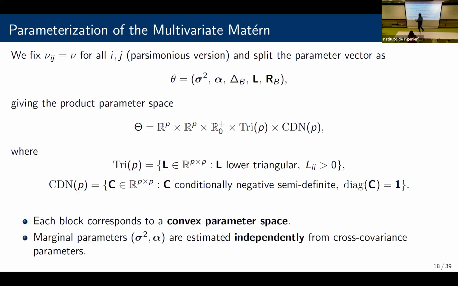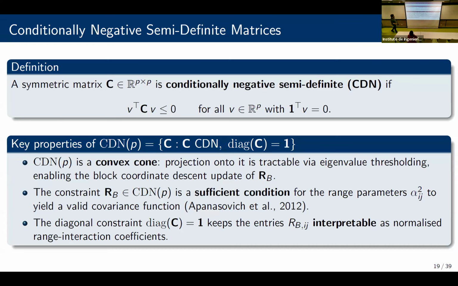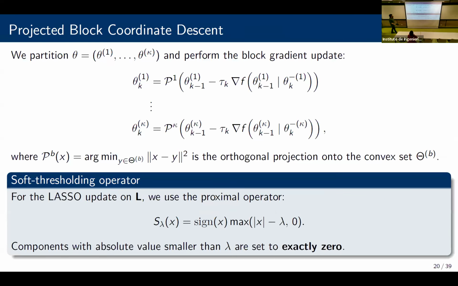So all these spaces are convex. And now, if I look at this, I can estimate everything, not independently, but I can take advantage of projected gradient methods. And this is where I'm going. Well, I have this conditionally semi-definite function. So what's the method about?